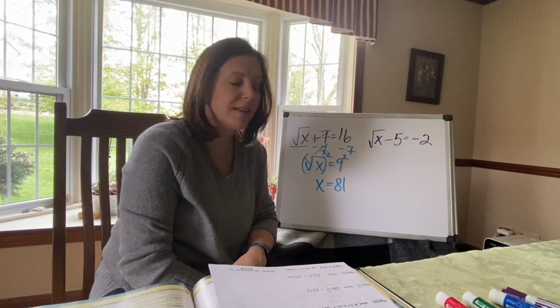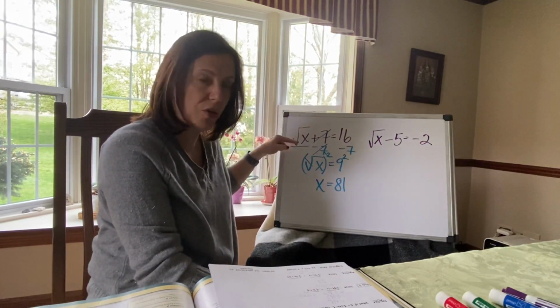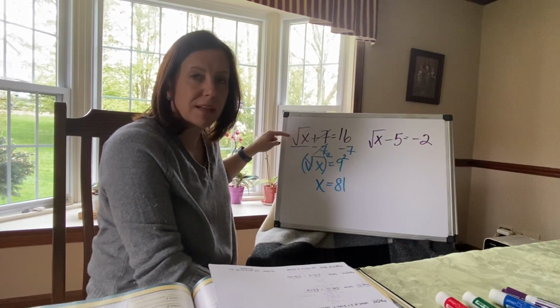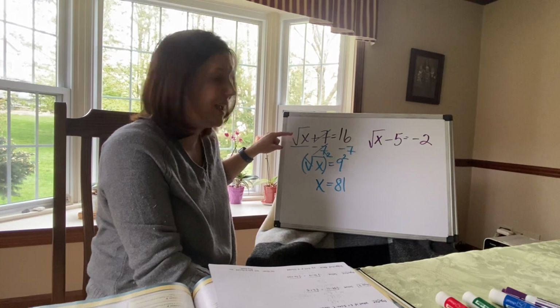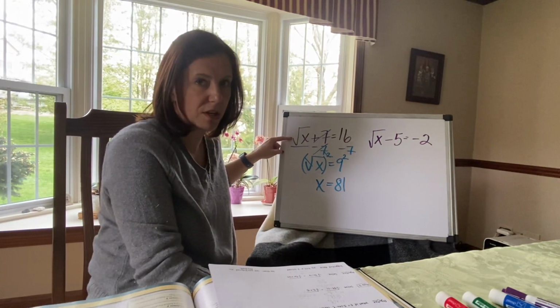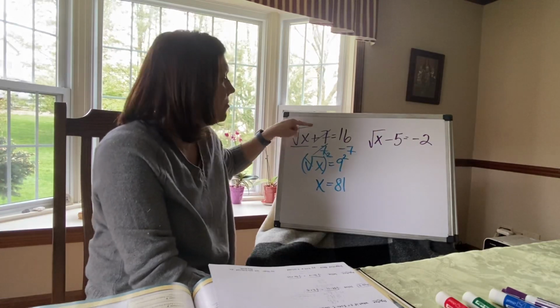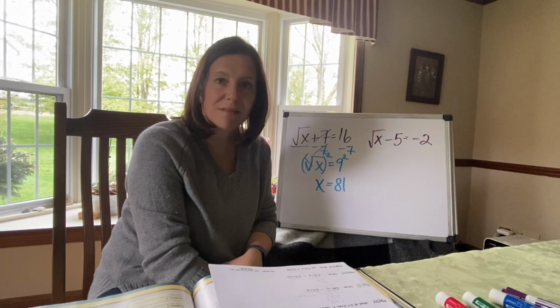Now I can do this mentally. If I say x is 81, I go back to my original equation, the square root of 81. And in this case, remember that discussion about the principal root. This is where it comes into play. I only want the positive version of the answer. The square root of 81 is 9, plus 7 equals 16. Check. That means I got the right answer.